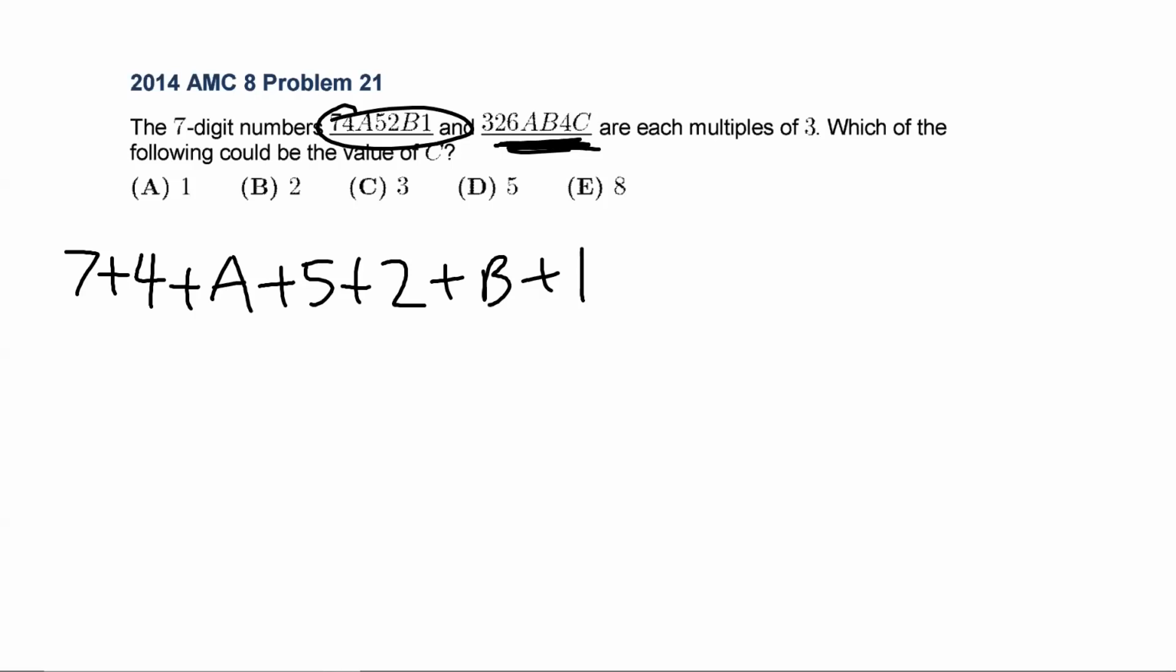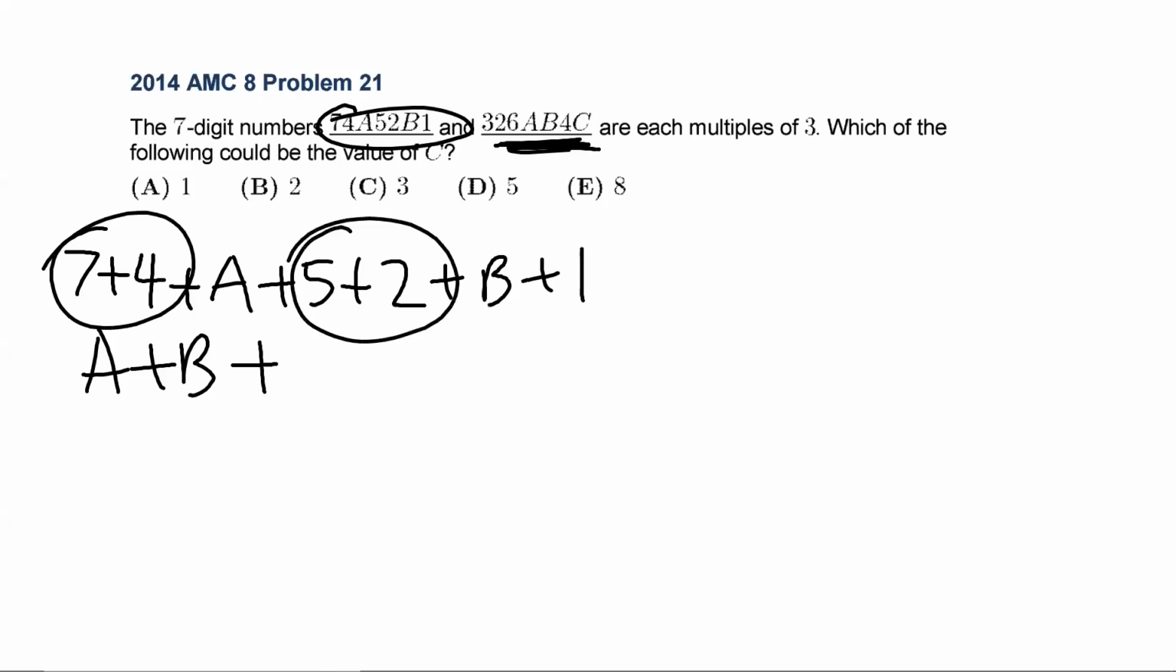Because if you're trying to figure out what C is and you don't know what A and B are, then you'll be stuck. So you really need to figure out what A plus B is using the first number. So if you simplify this, you'll get A plus B plus 7 plus 4 is 11, 5 plus 2 is 7, and you have a 1 here. So that's 11 plus 7 plus 1, which is 19. So this is the sum of the digits of your first number.